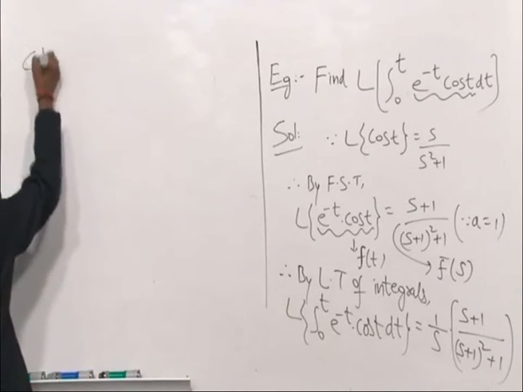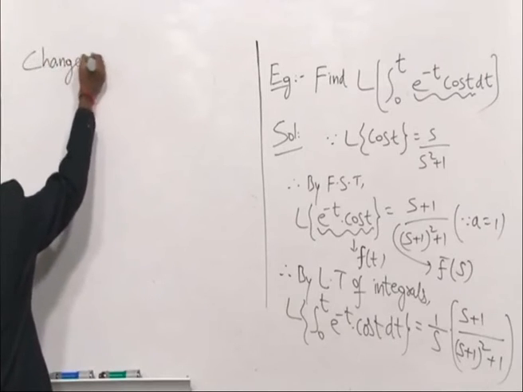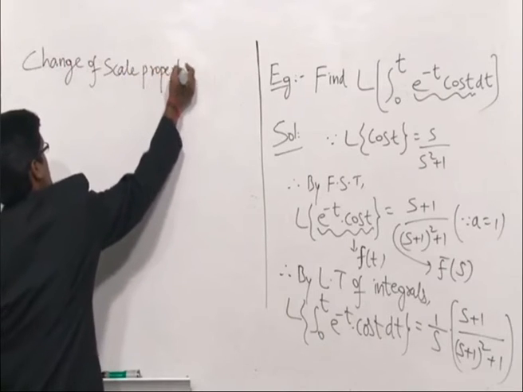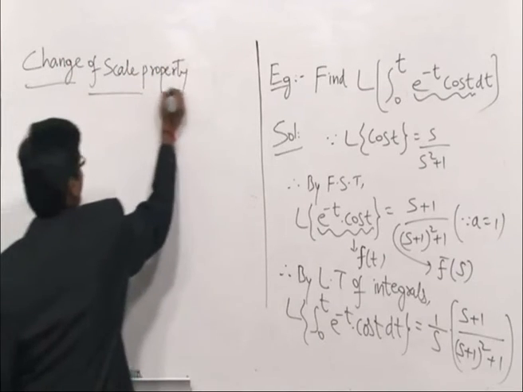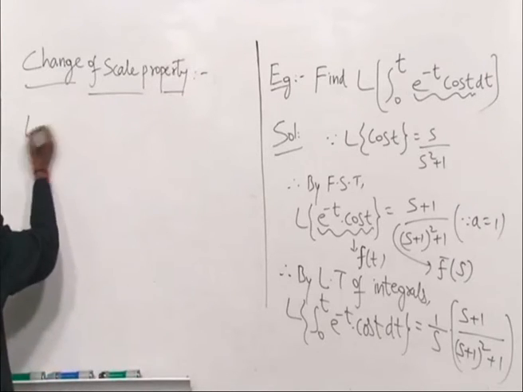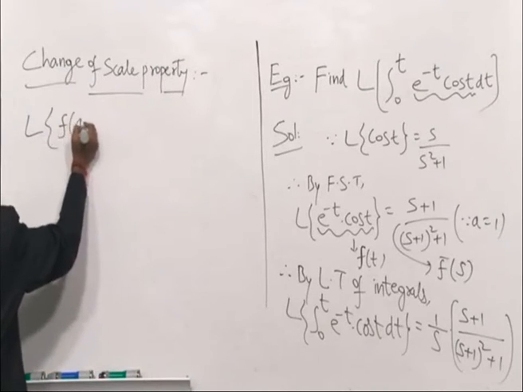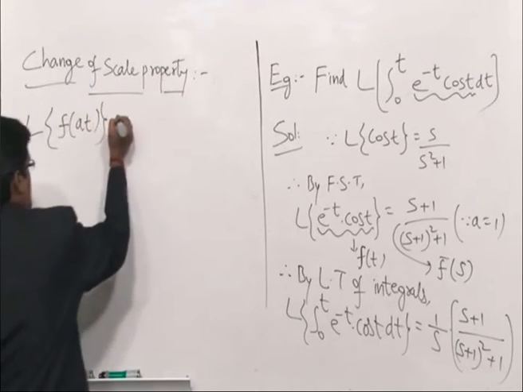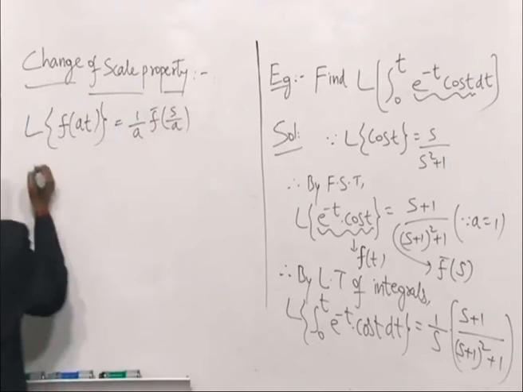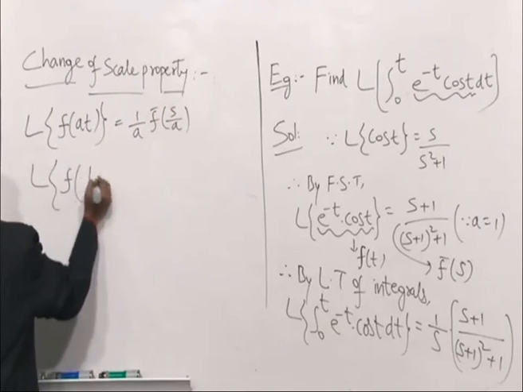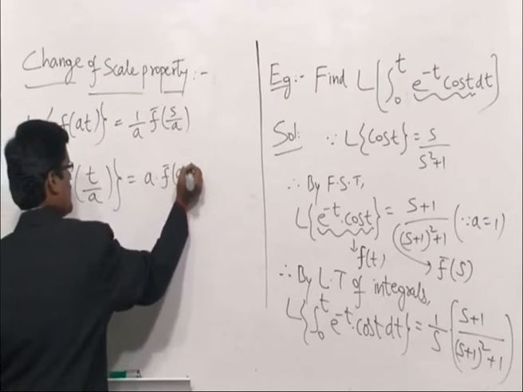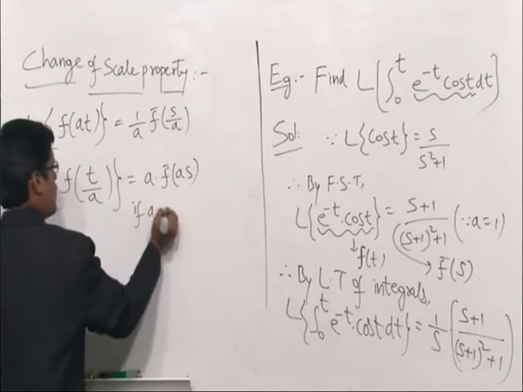Next, change of scale property. L of f of at is equal to 1 over a f bar of s by a. Similarly, L of f of t by a is equal to a times f bar of as, if a is not equal to 0.